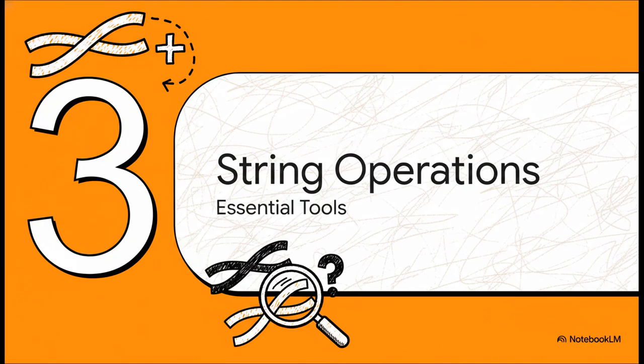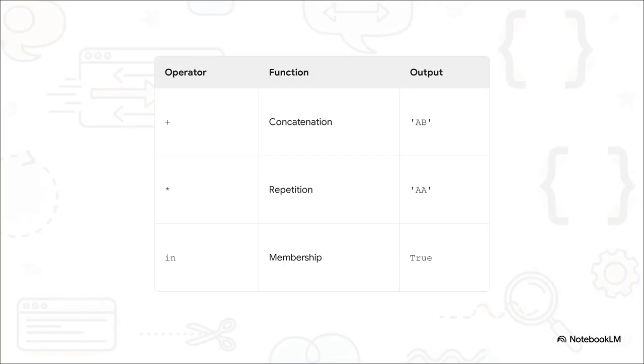All right, Section 3, Essential String Operations. Since we can't alter strings directly, we use operators as our foundational hand tools. The plus sign is your concatenation operator, which glues 2 strings together end to end. Notice that it literally glues them. If you want a space between hello and world, you've got to manually add that space into one of the strings. The asterisk is for repetition. It instantly duplicates a string as many times as you want.